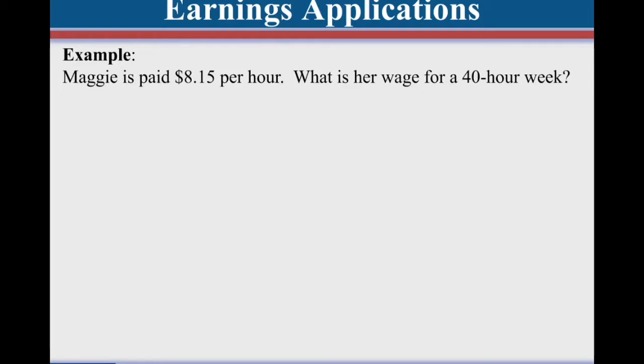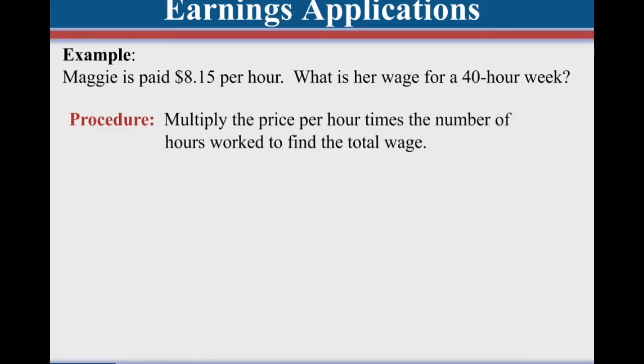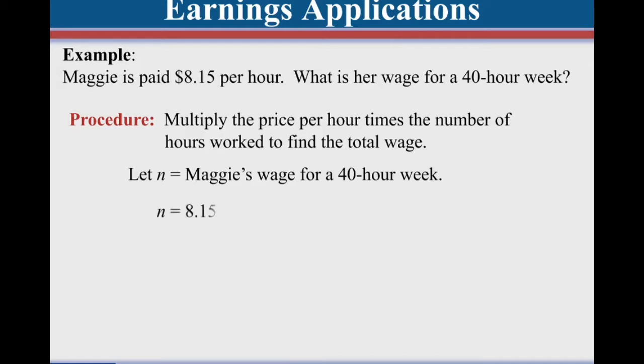Maggie is paid $8.15 per hour. What is her wage for a 40-hour week? All we need to do for this is multiplication. We multiply her price per hour times the number of hours worked to find the total wage. We could set it up as an equation where our unknown is n, and we have $8.15 times 40, and then we solve for n by doing our multiplication.